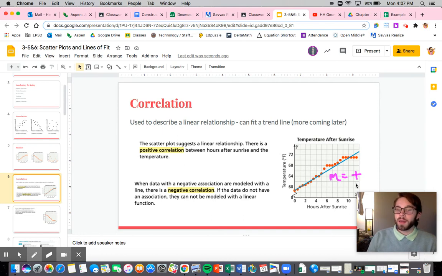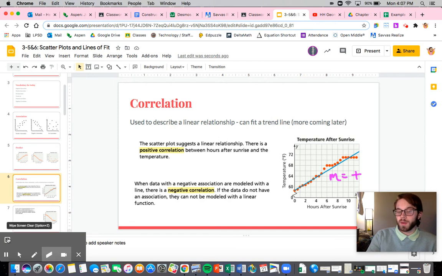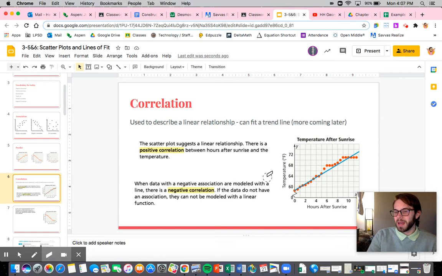On the contrary, if you were to draw a line and it had a negative slope, that would be a negative correlation. All right. Ultimately, if you were to have something with no association, you would have a line that's closer to horizontal. And that probably means that's not a linear function that you should be modeling it with. But that's okay. For our purposes, we're just talking about what it looks like.